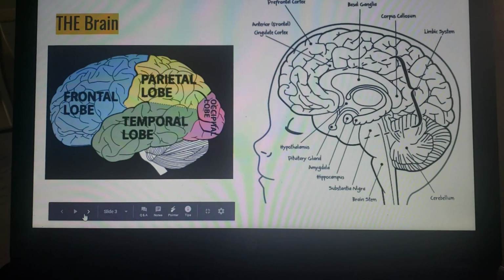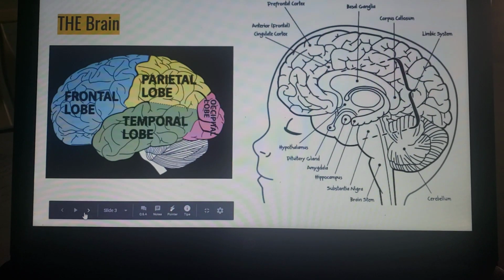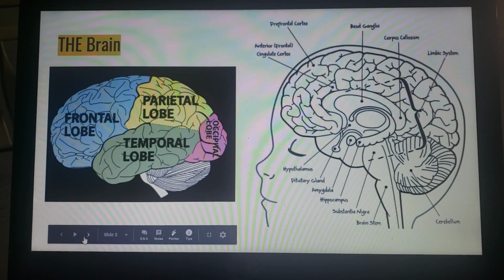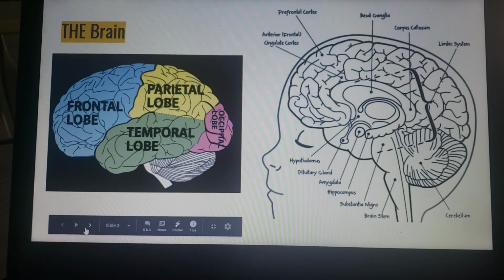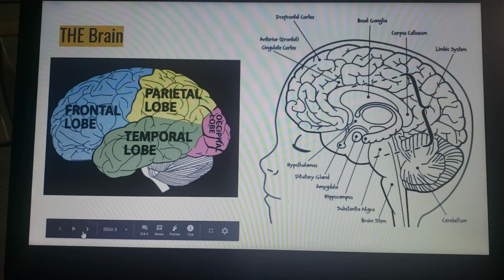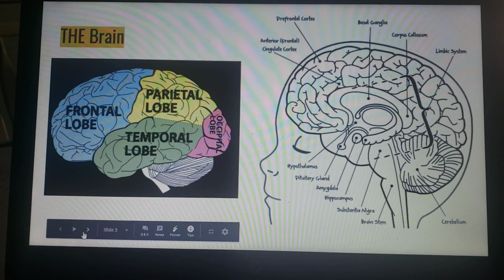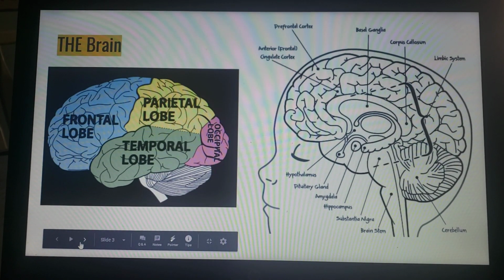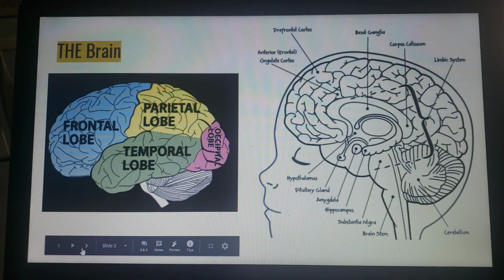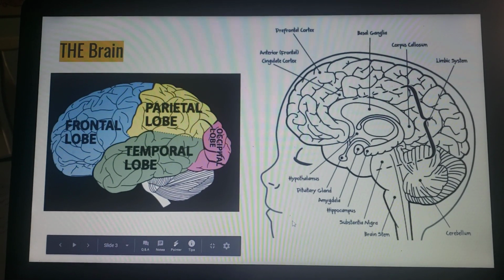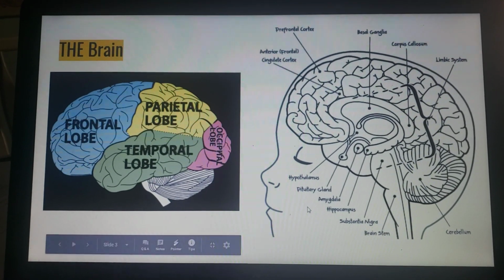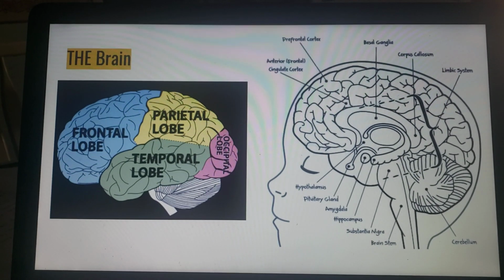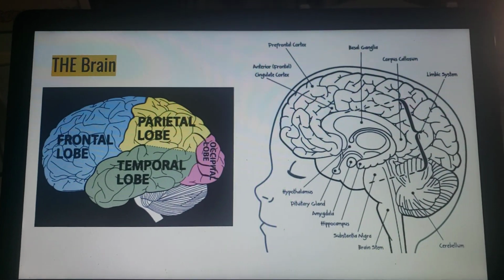Okay, so here we have a diagram of the brain. As you can see, it is separated into different regions. There's the frontal lobe, the parietal lobe, the temporal lobe, and the occipital lobe. I have put an image here that breaks it down just a little bit more, and there are parts of the brain that ADHD affects.